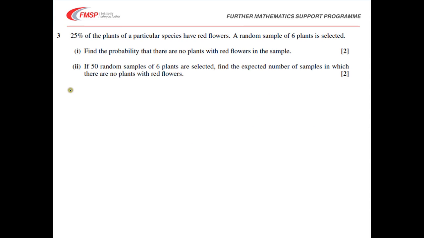Okay, so for part 1, we've got a random variable X, it's binomial, 6 in the sample, probability that they are red is 0.25, and we want the probability that there are no red flowers, probability that X is 0, 0.75 to the power 6, which is 0.1780. And you might easily have found that without actually thinking about it being binomial, because probability X is 0 is something you could have done before you knew about the binomial distribution.